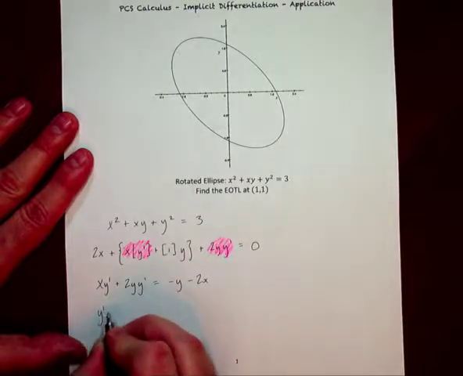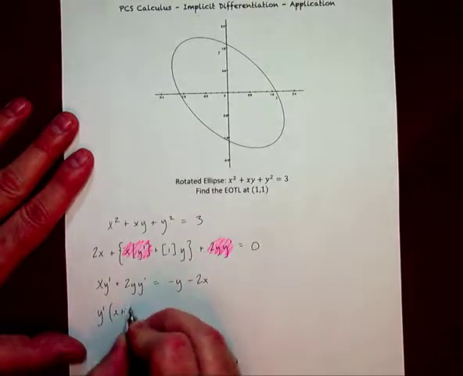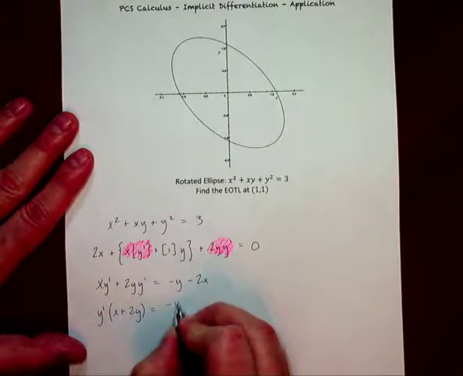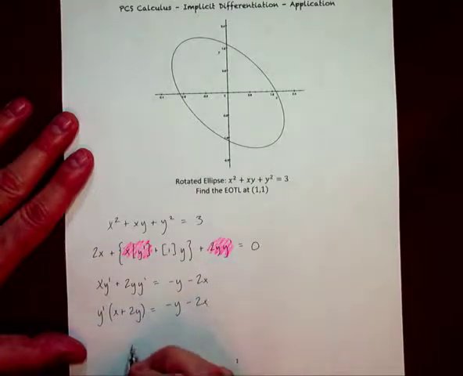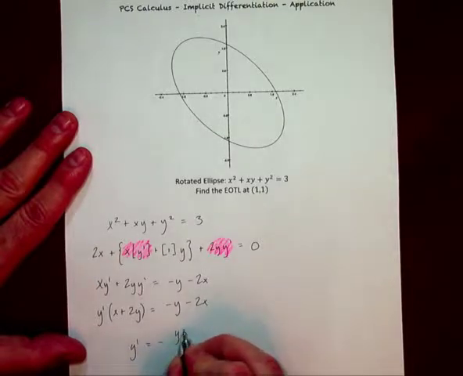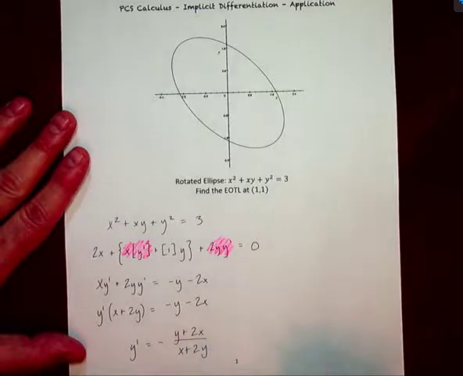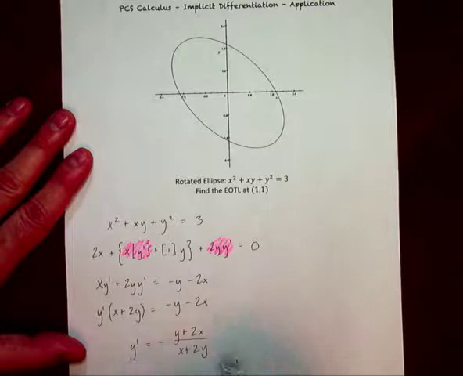Let's go ahead and factor out the y prime. Negative y minus 2x, and then y prime is equal to, and we can put the negative out in front if we want in order to not have quite as many negatives throughout here, make it look a little bit nicer and neater.